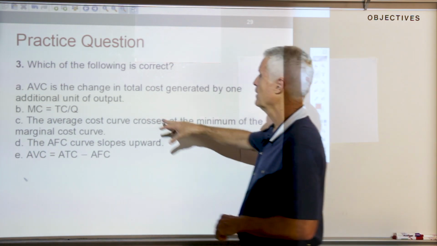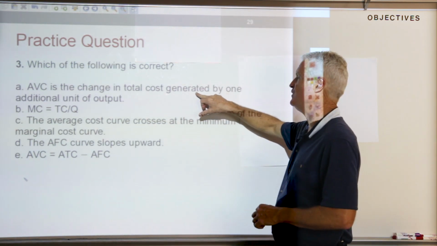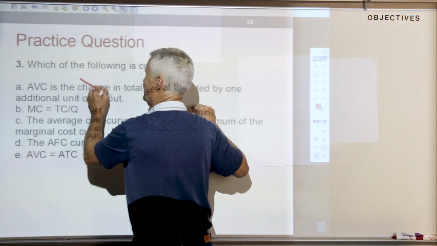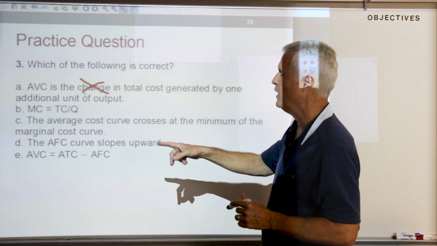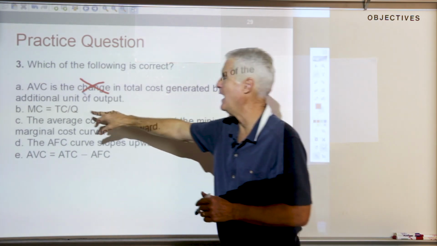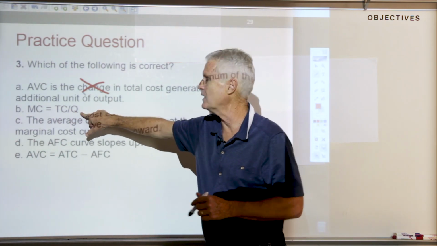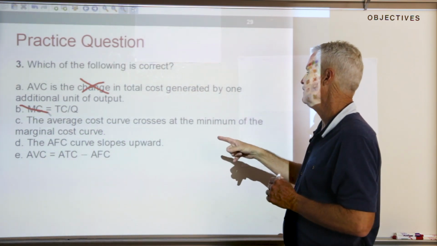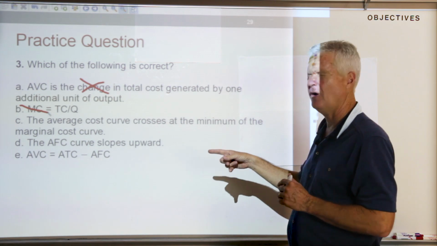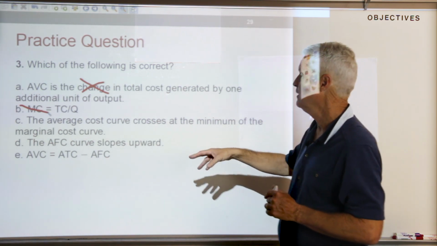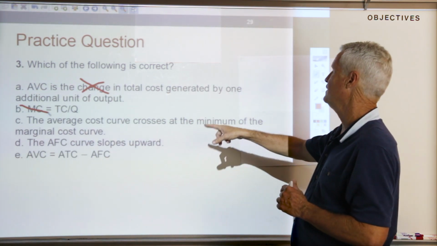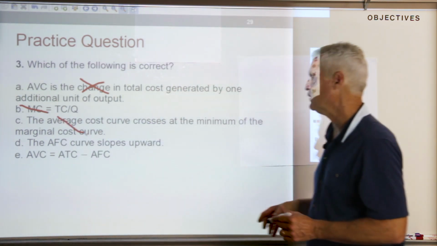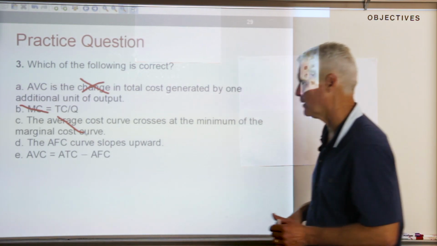That's long enough. Okay, average variable cost is the change in total cost. It's not, that's marginal, right? Average is average, not change. Marginal cost equals total, no, this is average, right? When you divide by quantity, you're getting an average, so it's not a marginal. The average cost curve crosses at the minimum of the marginal, no, that's kind of backwards, right? The marginal cost crosses at the minimum, yeah, it's backwards, so that's not true. Average fixed cost slopes upward, not downward.